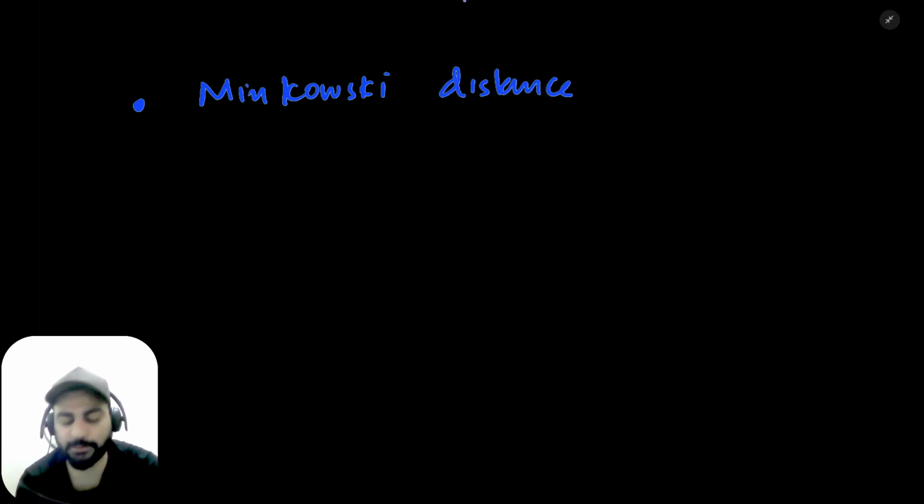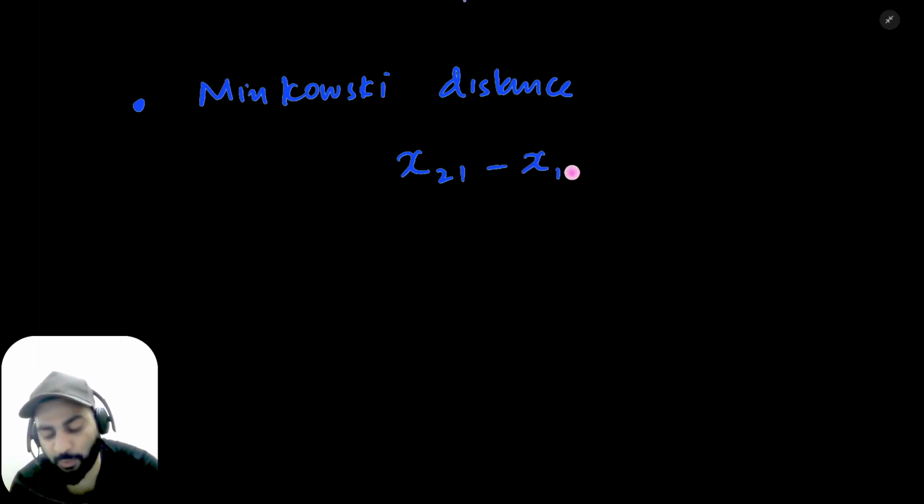Then we have something which is usually used, which we call the LP norm. It's called Minkowski distance. So what is Minkowski distance? You again take the pth norm. What you will do is raise it to the power p, and instead of square root you will take 1 by p. So it is x2i, let's suppose the first component of the second data point, minus x1i, and then you will raise it to the power of 1 by p.